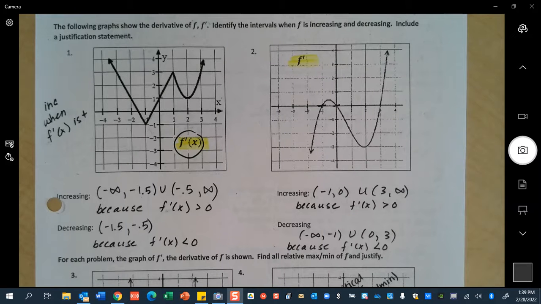If the graph of your derivative has an output value that's above the x-axis, then your graph is increasing because it's positive. And your justification comes from because the derivative is greater than 0, or because the derivative is less than 0. So we want to have some kind of standard of how we're answering our problems to make sure that, number one, we're communicating our understanding of the graph, and then it's clear.